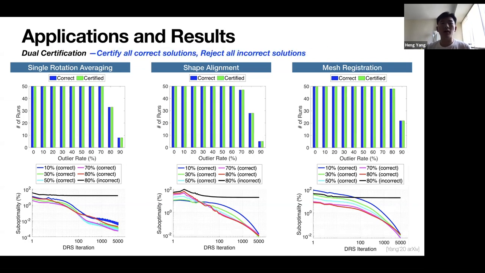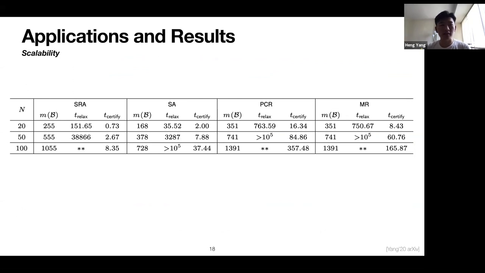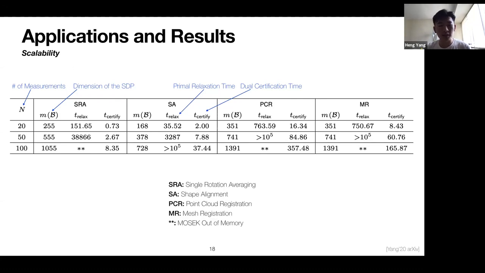And lastly, I want to show that the dual certification is really scalable. Here I'm showing a table of results where n is the number of measurements in those applications, and M is the dimension of the SDP. T relax is the time needed to solve the SDP directly, and T certify is the time used to perform dual certification. SRA, SA, PCR, and MR are just shorthands for four different applications. The double star means that the SDP solver runs out of memory.